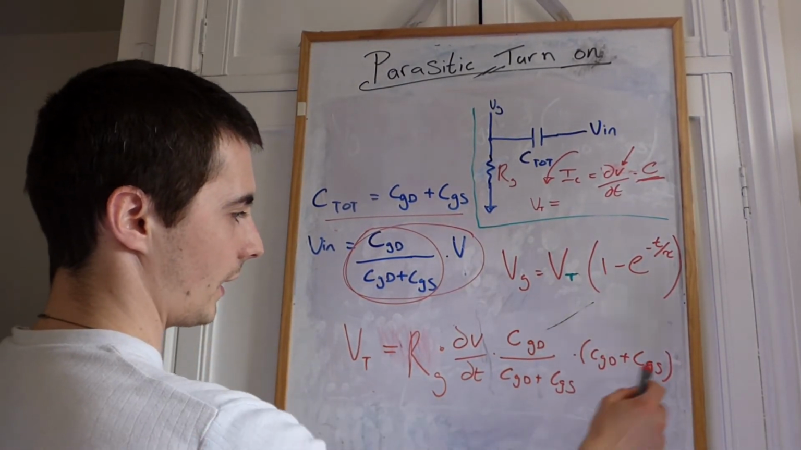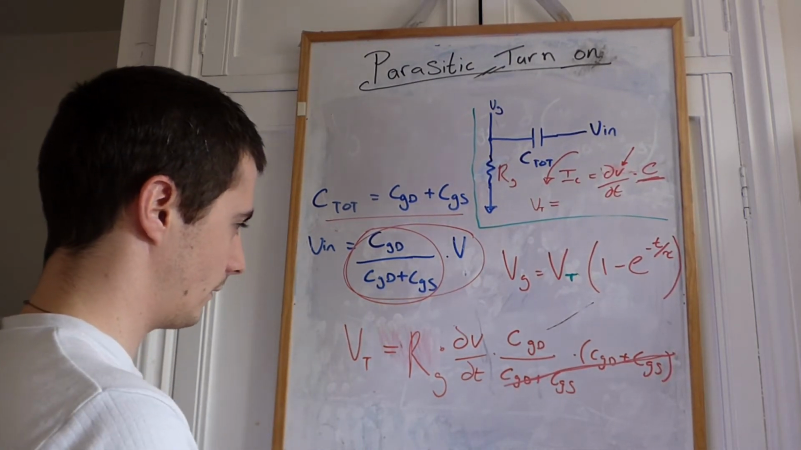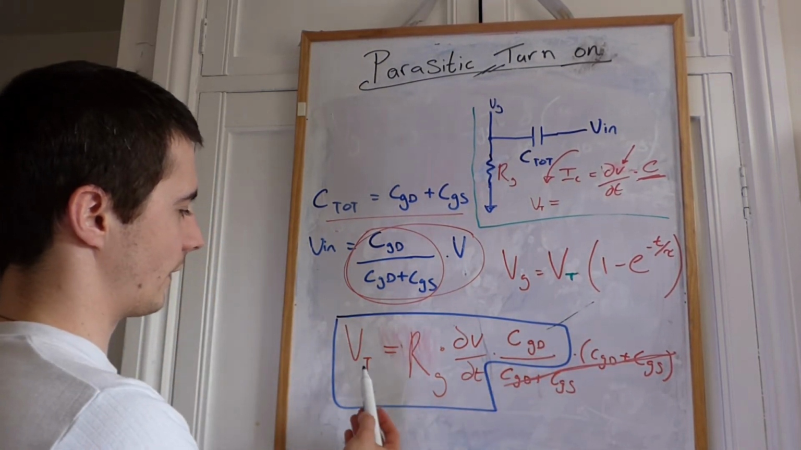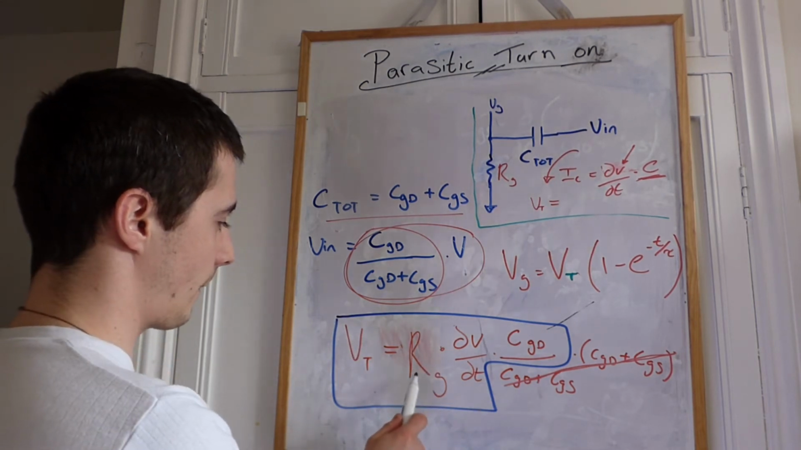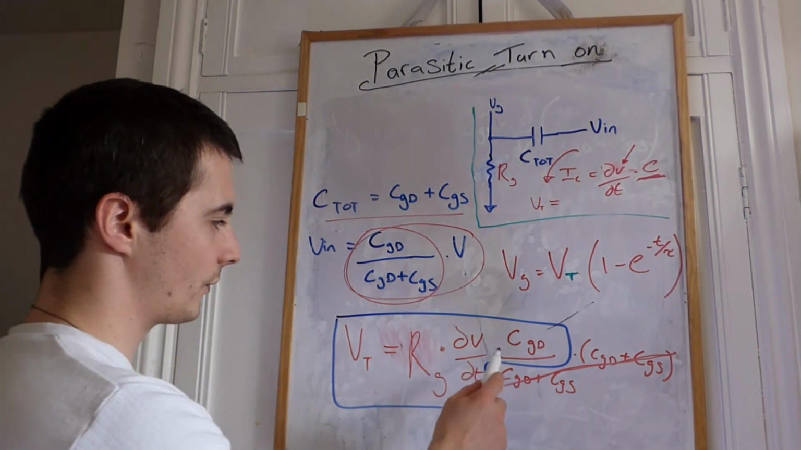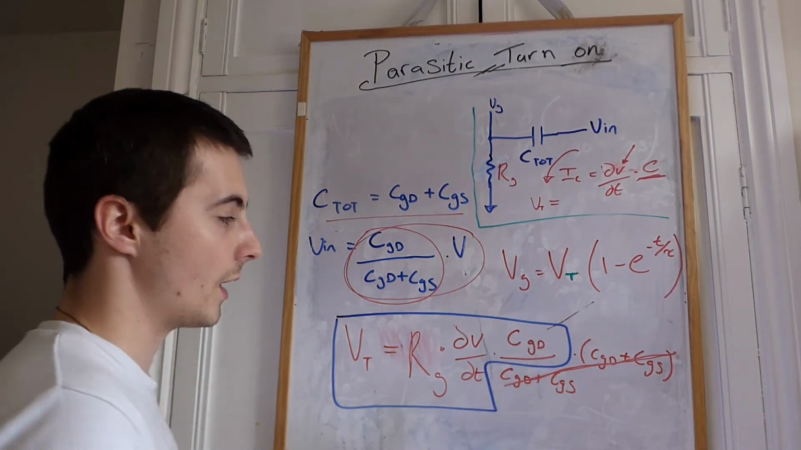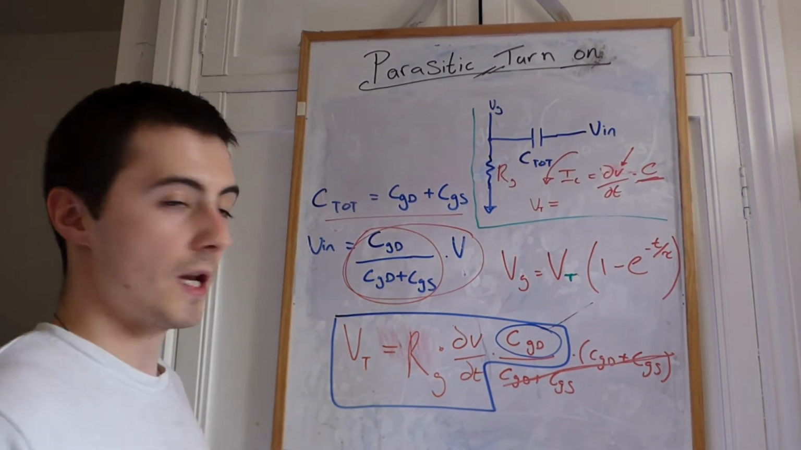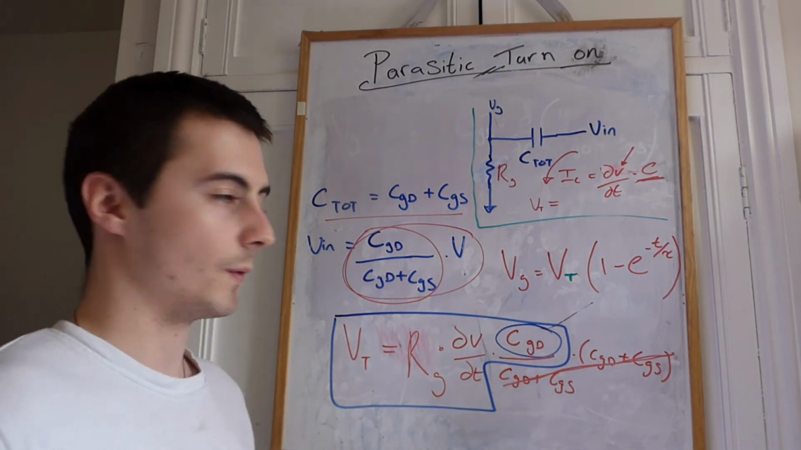So you can see quite clearly that those cancel out, and all we're left with is this section here. So the final voltage, or the largest voltage that we will see, is the gate resistor multiplied by the rate of change of voltage, multiplied by the gate drain capacitance of the MOSFET. So really, that's the only thing that we need from the datasheet to figure out what type of voltage spike we're going to induce.